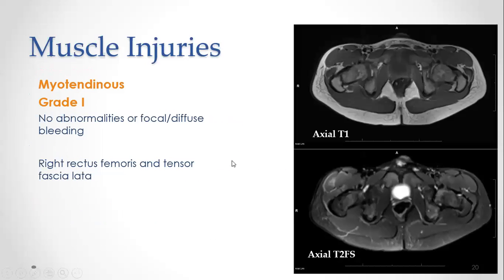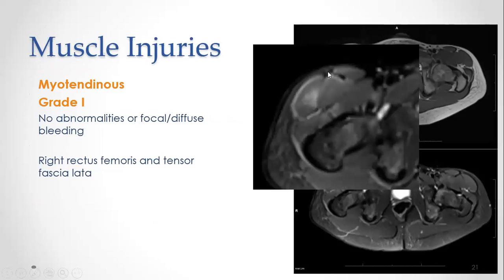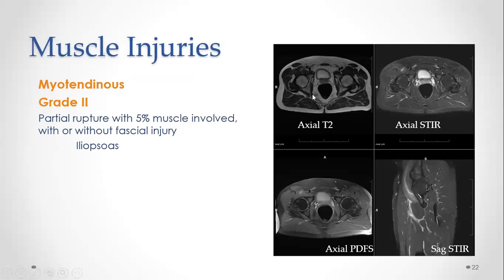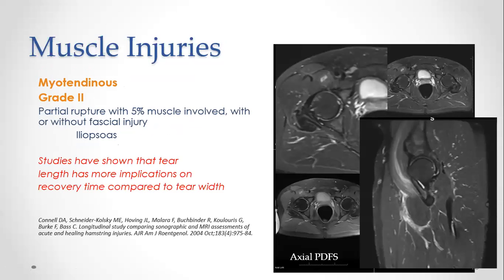So what are the stages or the grading for the acute muscle injuries? Grade 1, when you only see muscle edema, such as, for example, here in this rectus femoris muscle and the tensor fascia lata, you see muscle edema, but there is no disruption of the muscle fibers. So this is a grade 1 muscle strain injury. Grade 2 strain injury, however, is, for example, in this iliopsoas muscle, you will see diffuse muscle edema with disruption of the muscle fibers. So this is a grade 2 muscle strain injury.